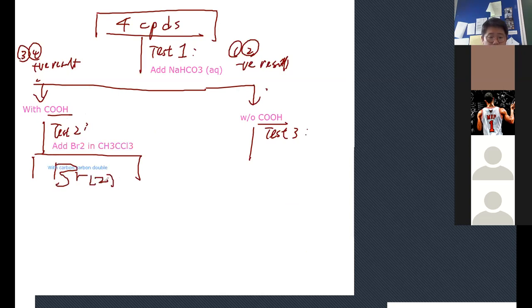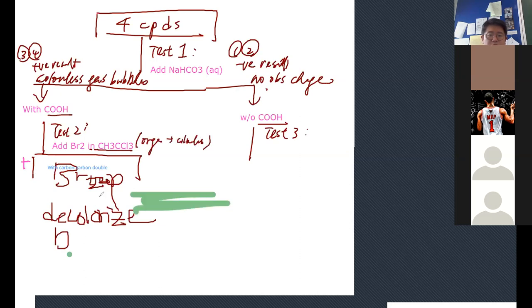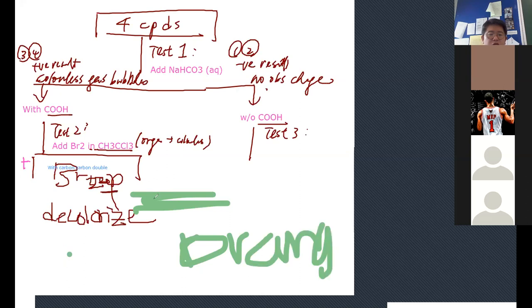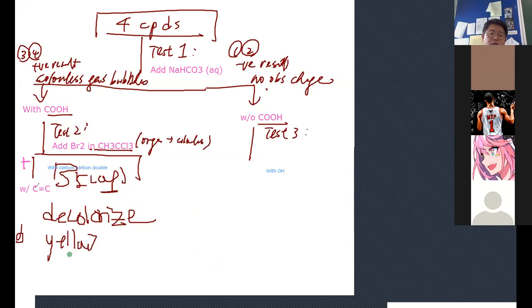Yes, Br2. If you write this down, it is in an organic solvent. So what would be our expected observation? I forgot to write down effervescence for the previous test. For this one, no observable change. How about this? It decolorizes. Both of them are decolorized, right? For this one, it is from orange to colorless. How about if it is aqueous? Last night I just told you, Br2 aqueous, what is the color? Yellow or brown to colorless. So remember, the positive result with a C=C double bond is decolorization.